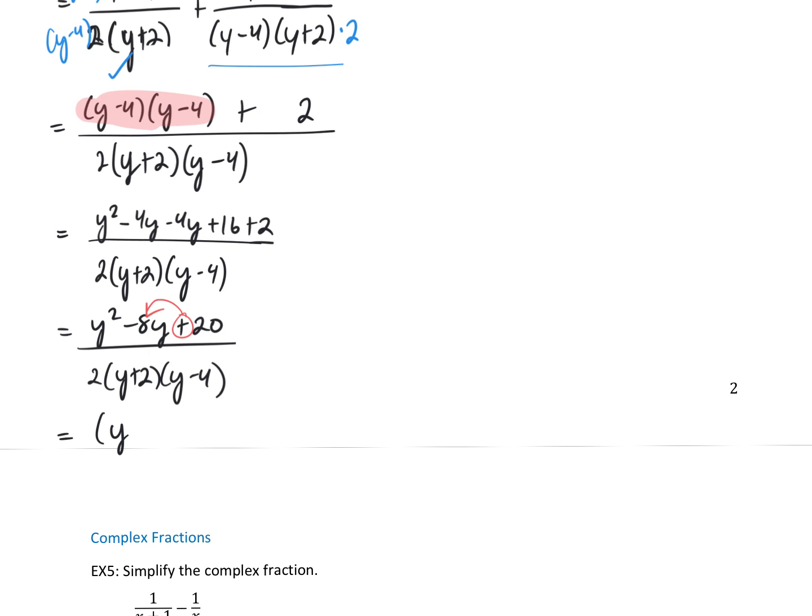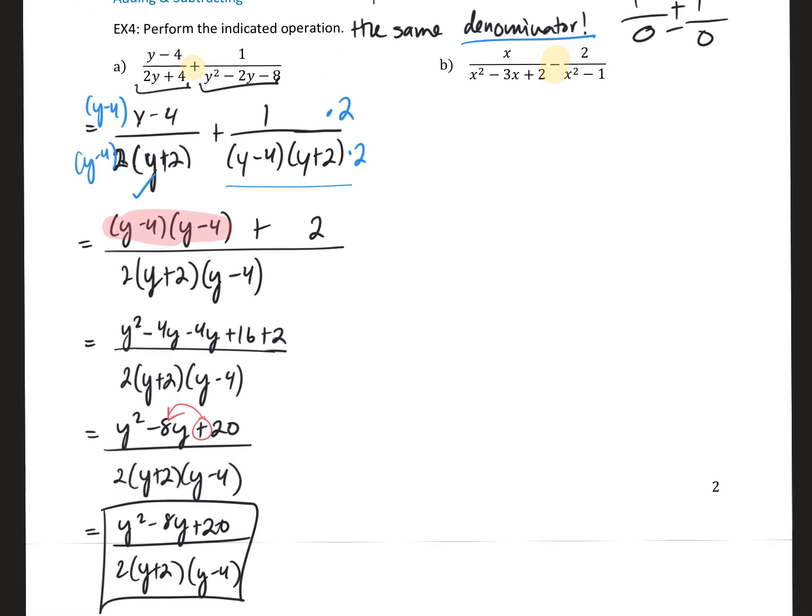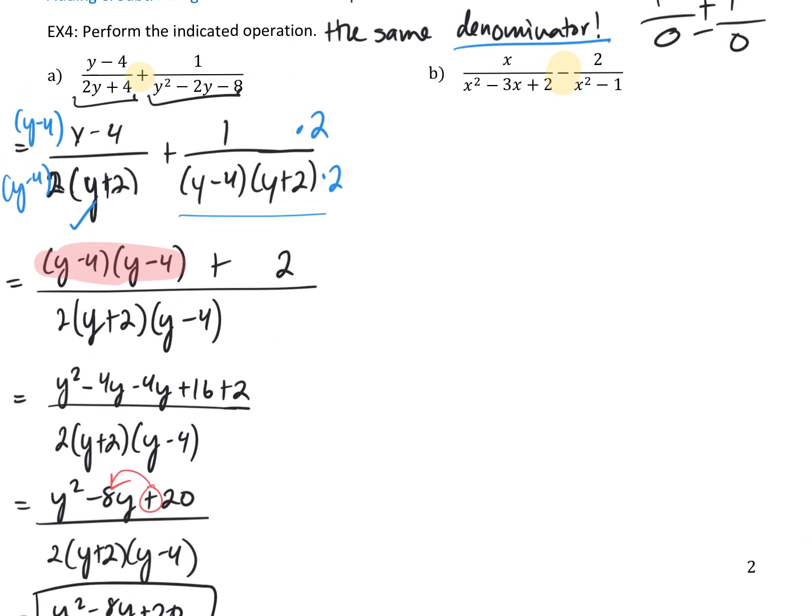Okay, so we can't factor this, so I'm going to go ahead, leave it in its simplified form, which is y squared minus 8y plus 20, divided by the 2 times the y plus 2, y minus 4. And that is all that I can do. Again, if I could have factored the numerator, then maybe I could have canceled something between the top and the bottom, but that didn't work out. Okay, so let's take a look at the next one.